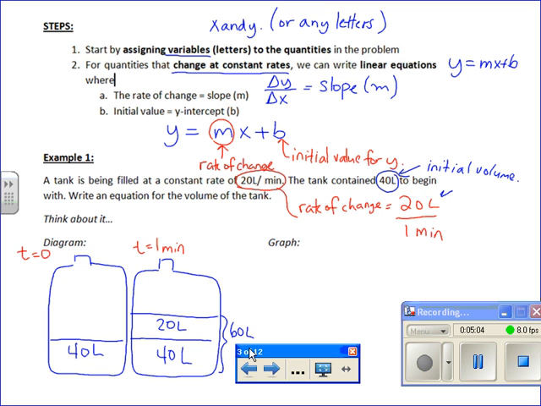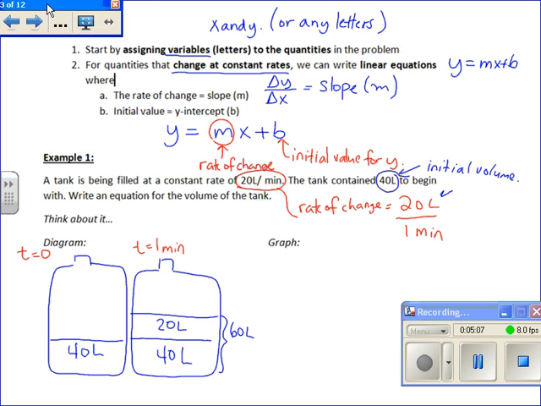So even a diagram can just get us thinking about this. What would be the answer? So whatever number I put in for time, however many minutes, I know that I'm going up 20 liters for every single one of those minutes. So the first thing I'm going to do is start by assigning some variables. We're going to assign 2 letters, 2 variables.